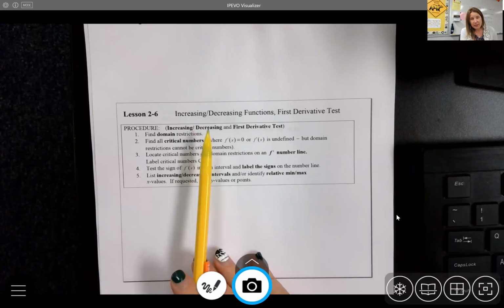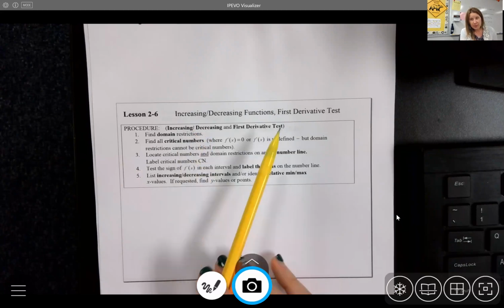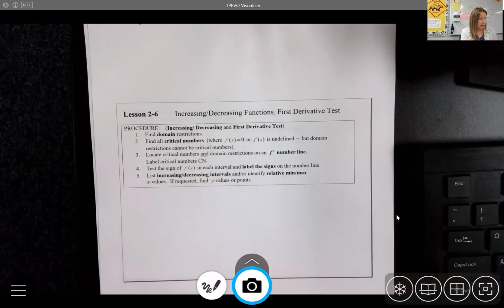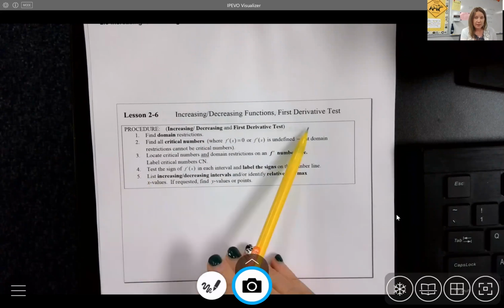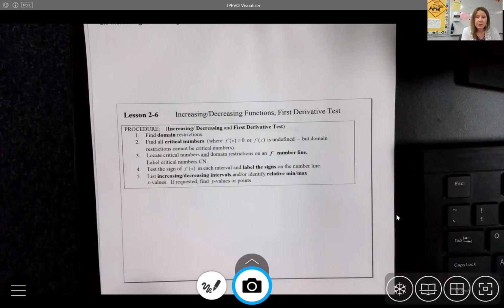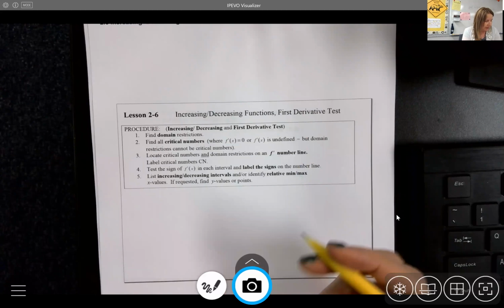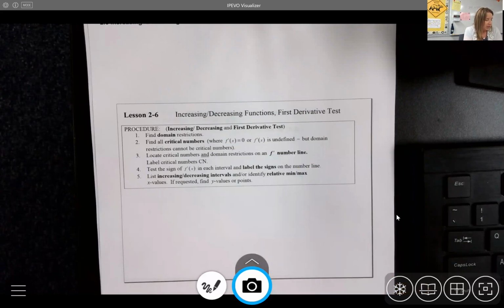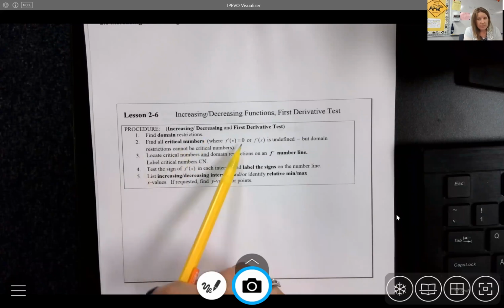Last time we learned about the candidate test for finding absolute max and mins. Today we're going to learn about the first derivative test to find local max and mins and also where the function is increasing and decreasing. We're going to create a sign chart, and the things that go on the sign chart are the domain restrictions, which is where the function is restricted, and then the critical numbers, which is where the derivative is 0 or where the derivative is undefined.